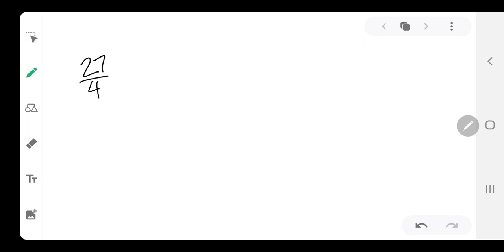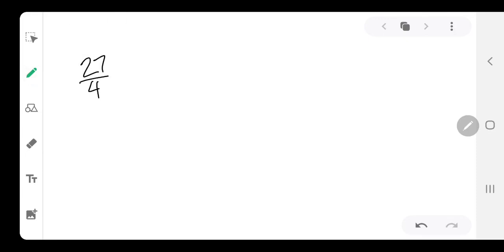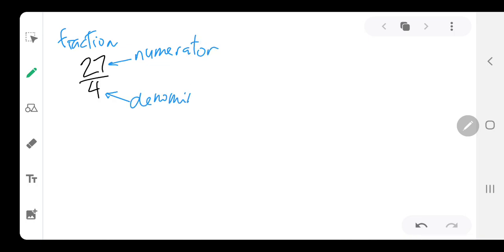Okay, so first of all, let's start with naming the parts. What is this type of number? It's a fraction. You can have parts to things, so you can name them and refer to them, so you know what you're manipulating. The one on top is the numerator, the one at the bottom is the denominator. It is simply a type of number known as a fraction.